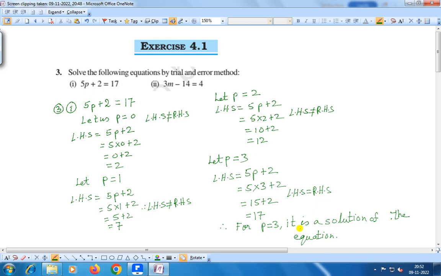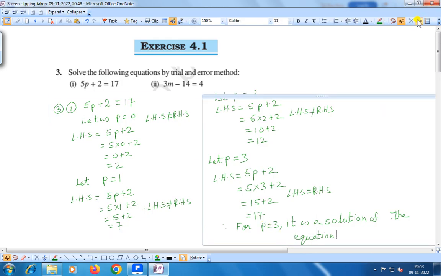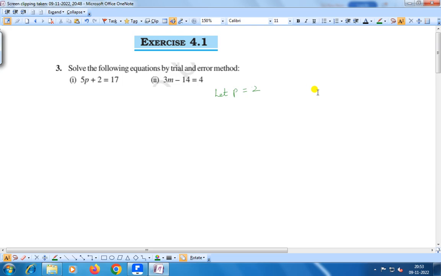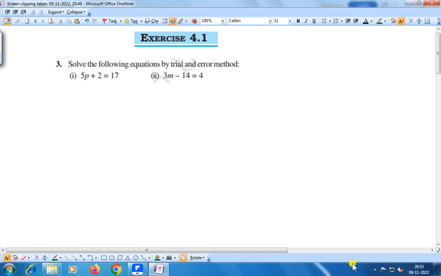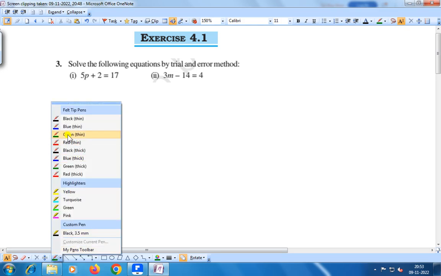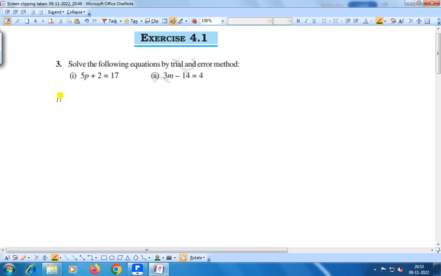Question number 2 is 3m minus 14 is equal to 4. Let us use trial and error method. Let us take m is equal to 0.